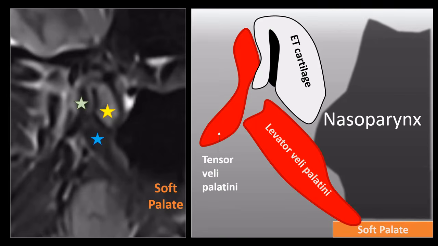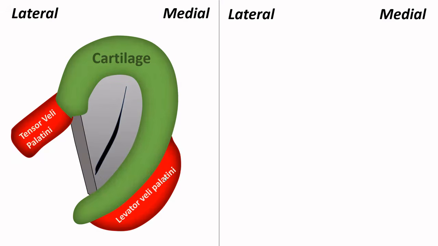But of these two muscles, the tensor veli palatini is probably the most important one for the opening of the Eustachian tube. And how does that function exactly? Well, let's just visualize it because that will make it clear.